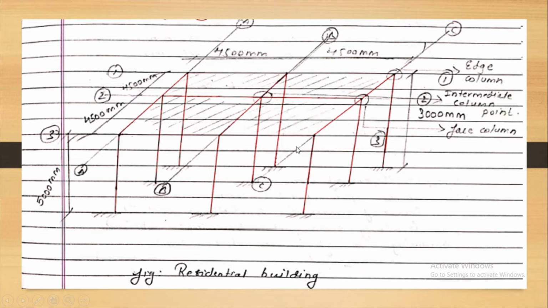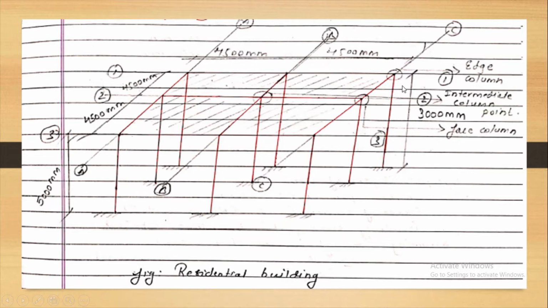Look at the center, there is one vertical element which is also a column, but we can call it an intermediate column. The columns at the corners we can call edge columns. And the column present between two corner columns, or two edge columns, we can call a face column.